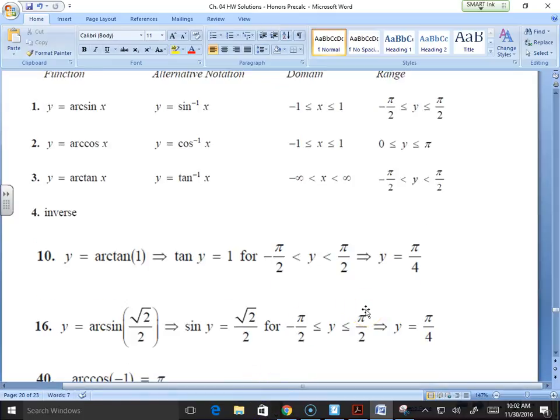1, 2, 3. Okay, I did 1 through 4 just because it was easier that way, because you had 1 through 4, but the only evens were 2 and 4. For 2, cosine inverse has a domain, what you can plug in, of -1 to 1, and what comes out is 0 to pi.